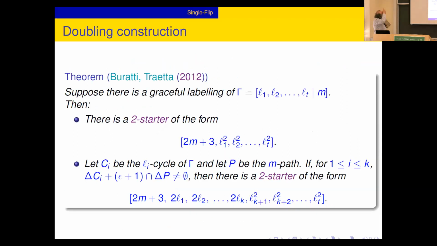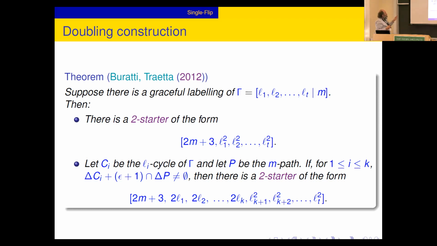The reason we want to do that is because Marco and Tommaso showed that if there is a graceful labeling of some zillion graph, by the way, we came up with the name zillion, but they showed the important result about it, then there is a 2-starter, where the path becomes 2m plus 3. It's doubled, and then a few points are added. And we double every cycle, so every cycle becomes 2 cycles of the same length.